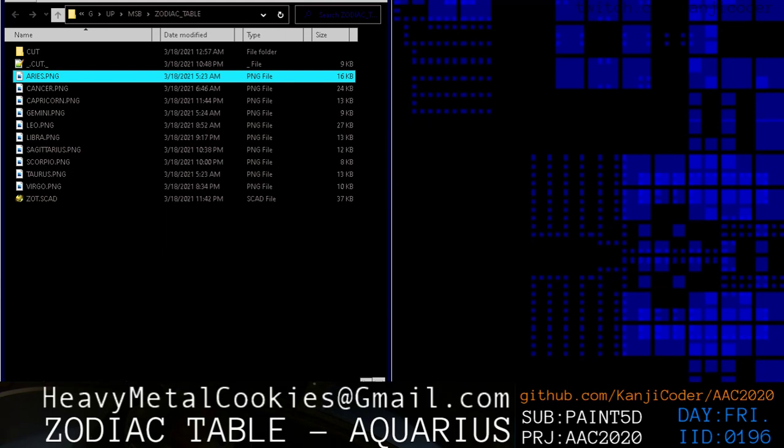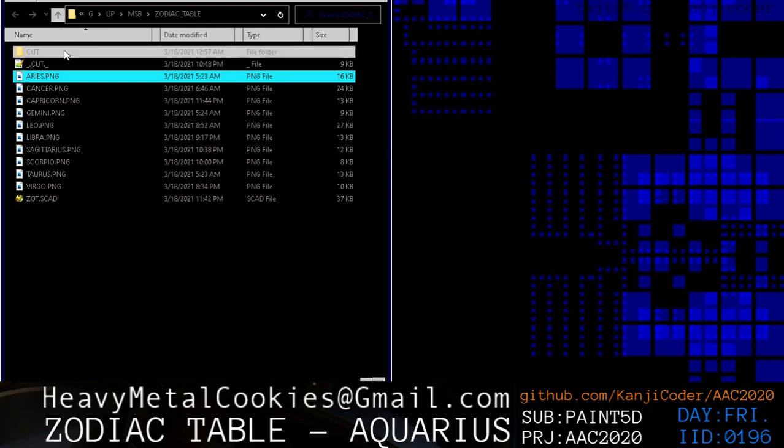Because there's many different stylizations, and you have to figure out what's the core, what's the essence of the symbol. What's going to be most easy for people to recognize? So, let's get to it.